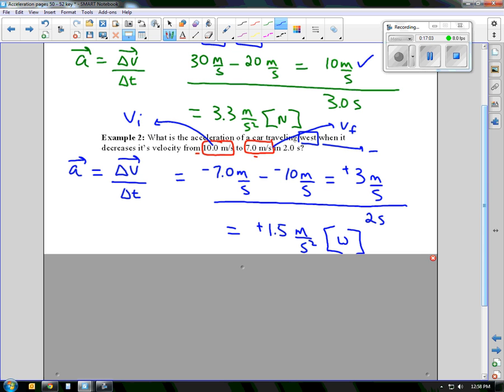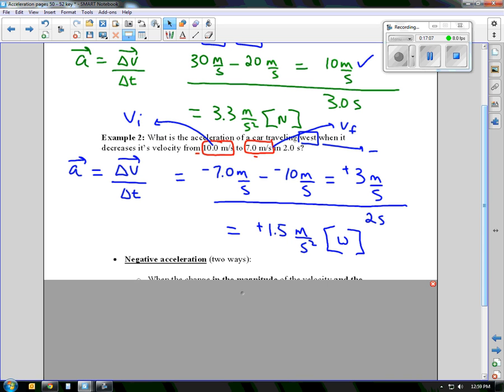Divided by 2 seconds, that will equal then your acceleration of positive 1.5 meters per second squared west. And that's consistent with what we know about acceleration, right? Slowing down in a negative direction is positive acceleration. We just proved that with our calculation. Okay.